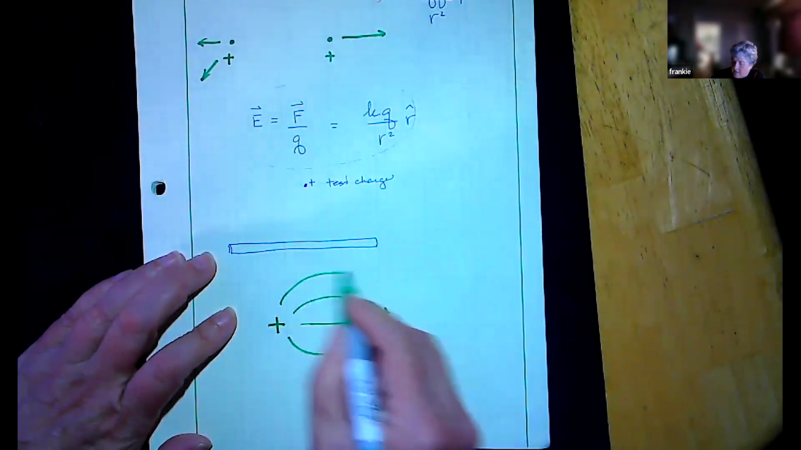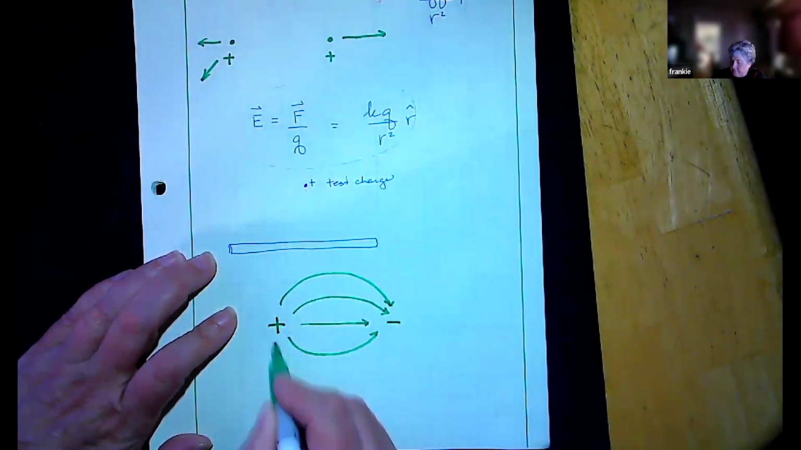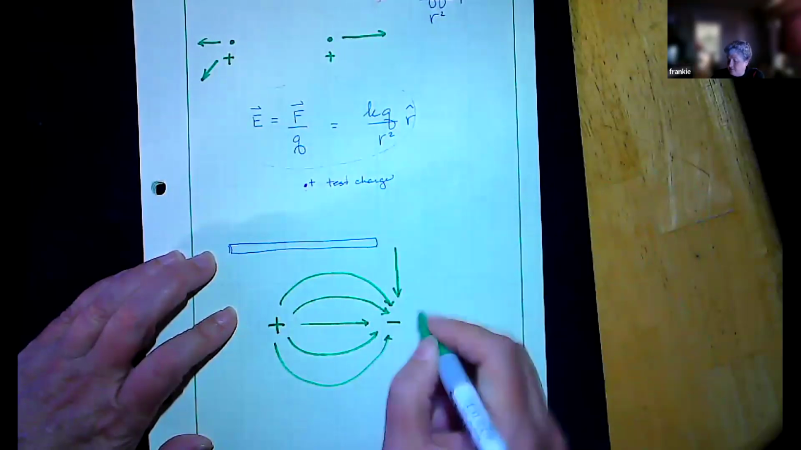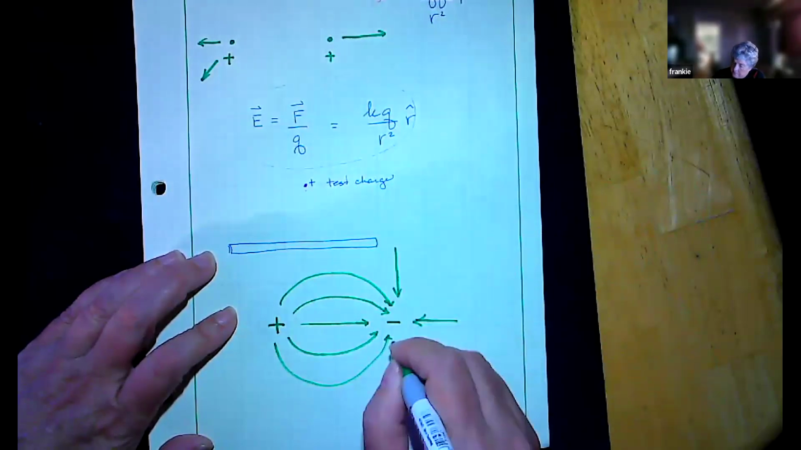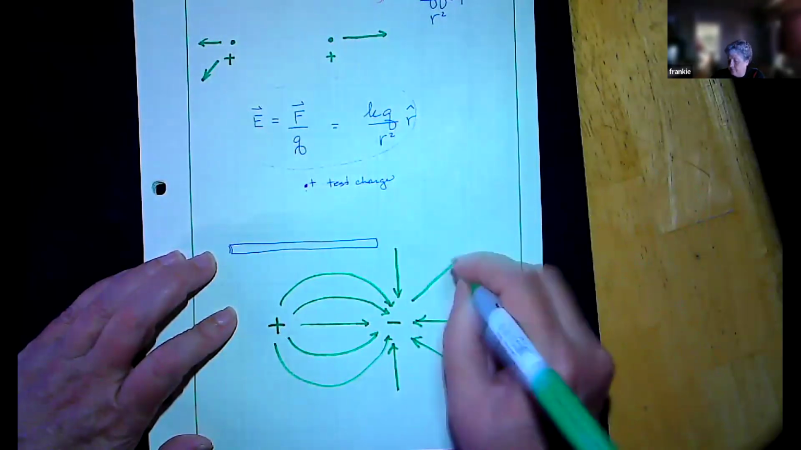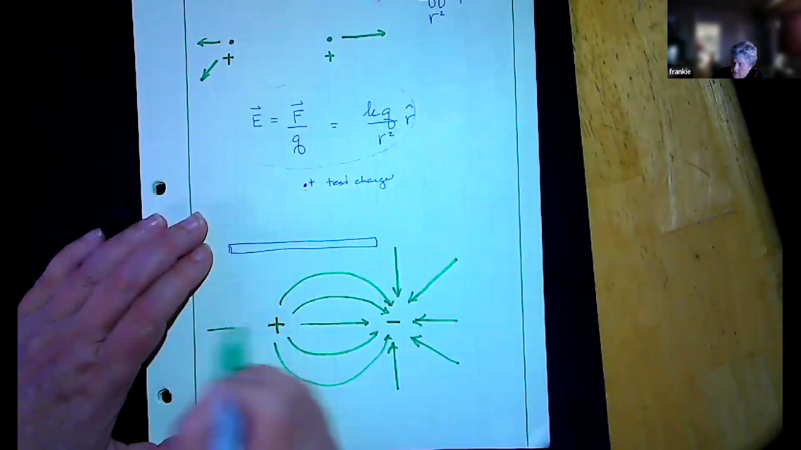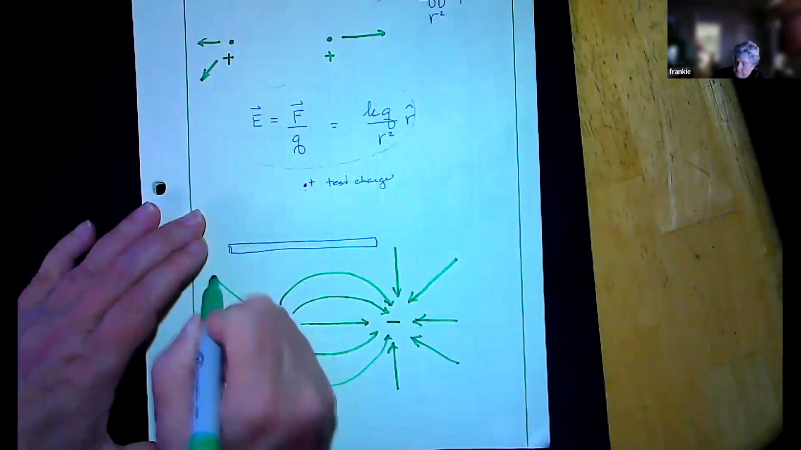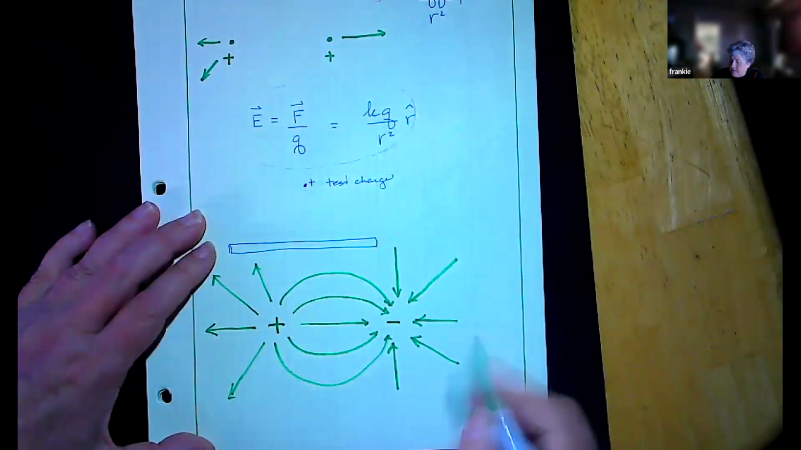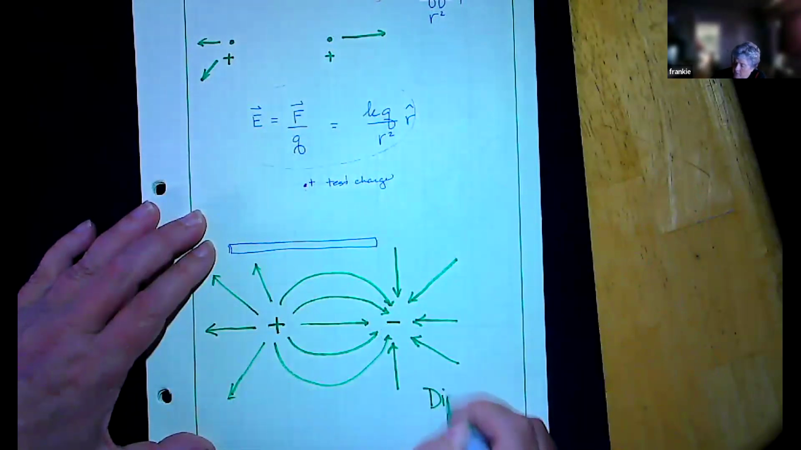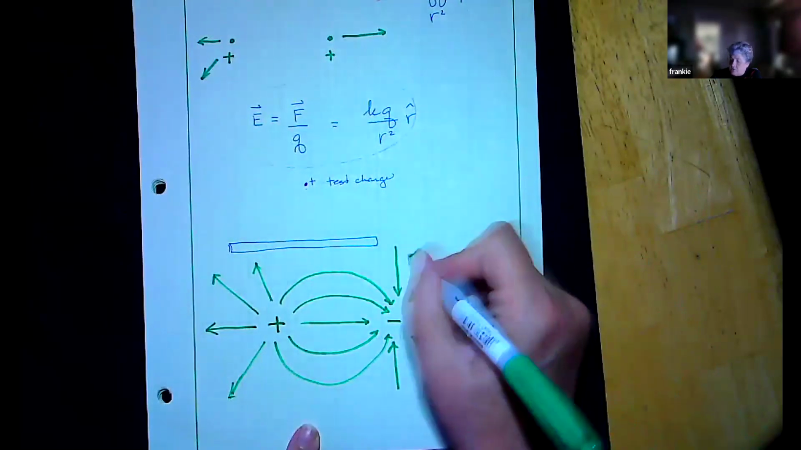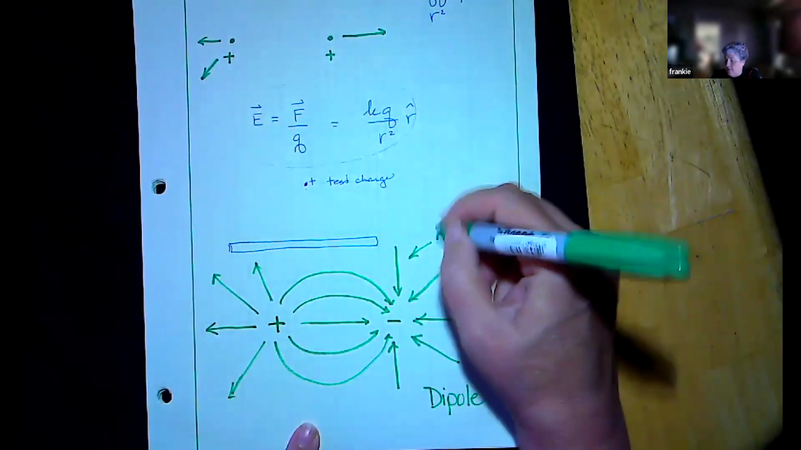So if I draw a dipole field line, I have things that look like this. And these go out here. This would be how a dipole would look. And these green lines represent my field.